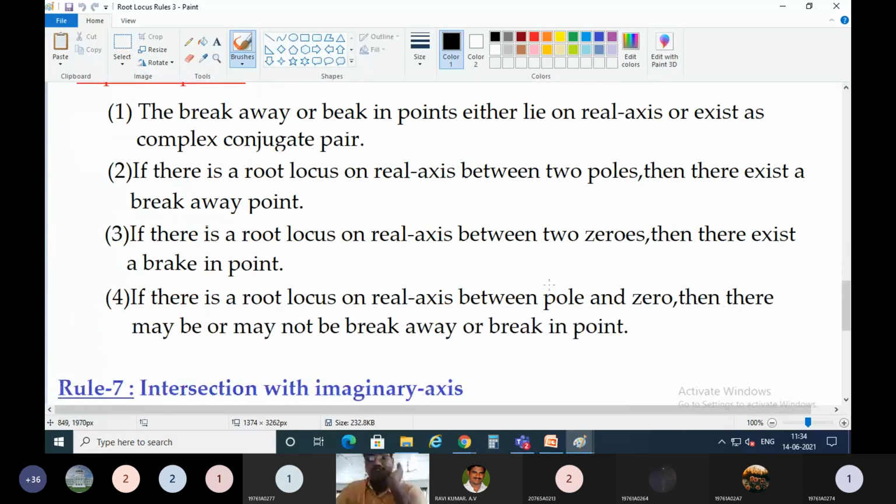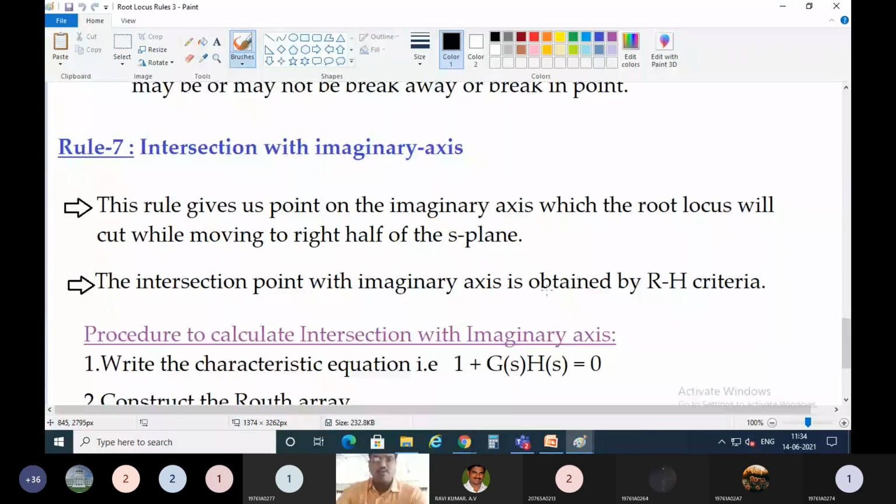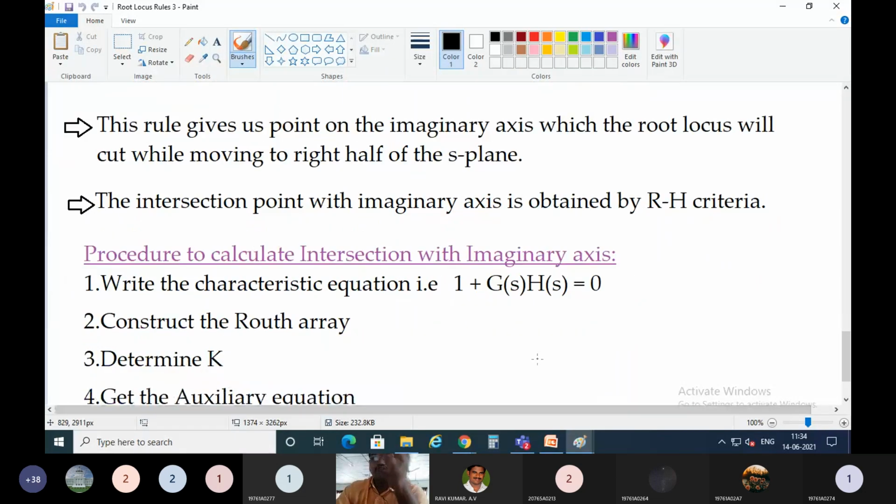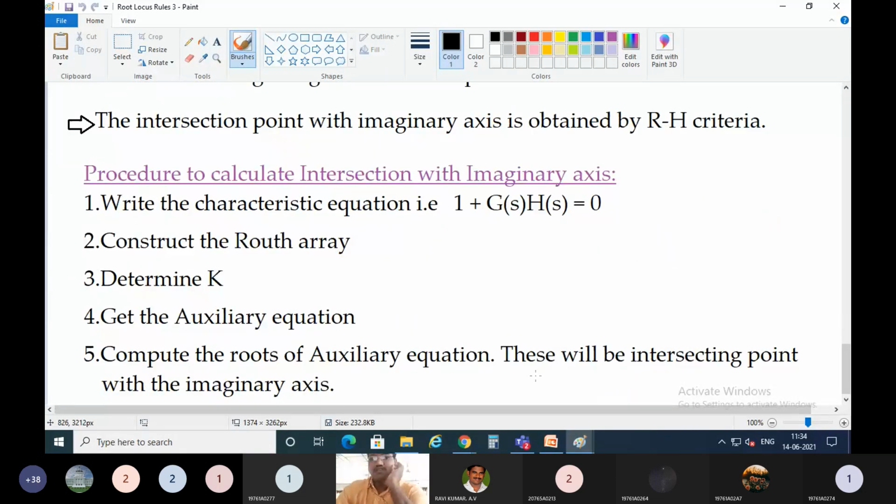After the break-away point calculation, where does the root locus intersect the imaginary axis? That is rule 7. The root locus is going to intersect the imaginary axis at what point? That is given by the RH criteria. Using the RH criteria, we are going to determine that point. So this is the procedure: write the characteristic equation, form the Routh array, and determine the k value.